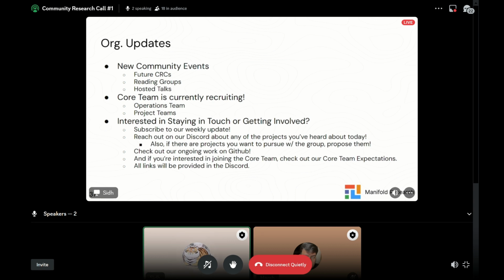In addition to that, our operations team is also recruiting. So if organizing these sorts of events, speaking to new people, or setting up the infrastructure and work culture to make this sort of asynchronous, open, at-scale research org work appeals to you, then definitely sign up for the operations team. All relevant links will be sent in the Discord after this call is over.